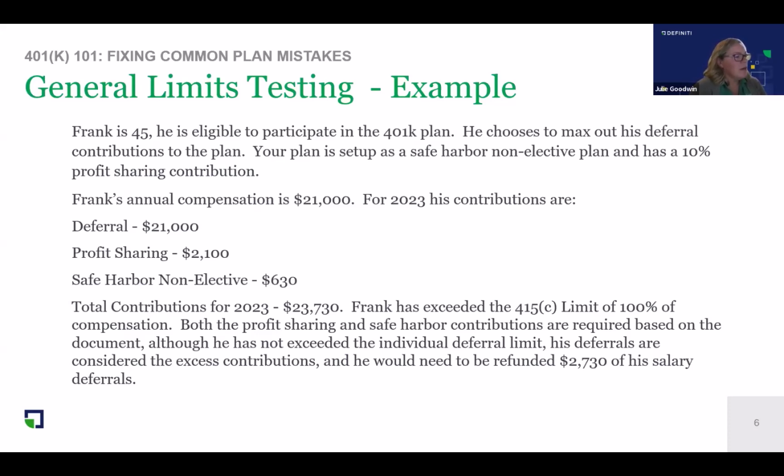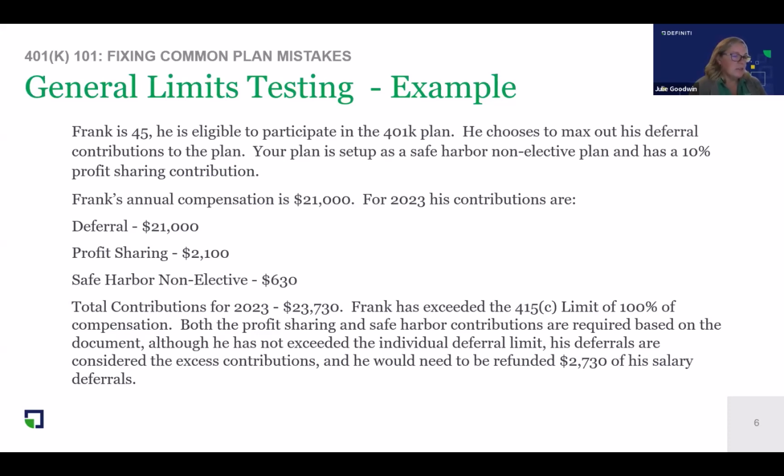That's it. The plan document has a required 10% profit sharing contribution, and it has a safe harbor non-elective contribution, which is 3%. Since those two contributions are required, they get calculated first when we look at the limits. So for example, his $21,000 compensation, he would end up with $2,100 in profit sharing, and $630 in non-elective contributions.